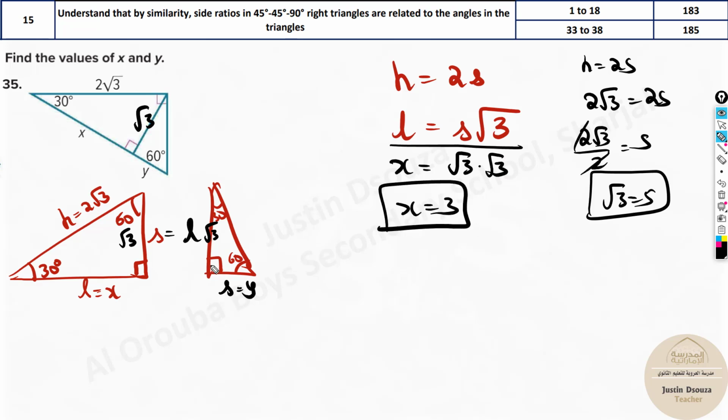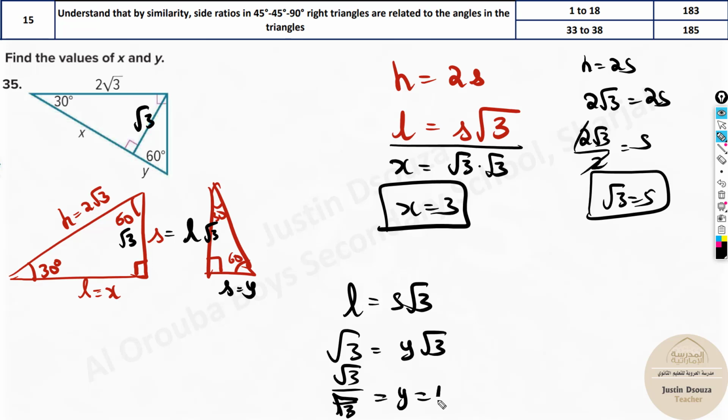Now, what about the next value? Y also needs to be found. Again, the same formula, L equals S root 3. But look, here L is known to be root 3. That is equal to S, which is Y root 3. Take it to the other side. Root 3 by root 3 is equal to Y, that is equal to 1. So this is the Y answer.